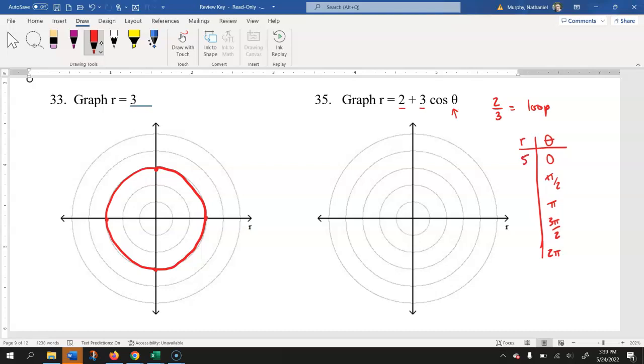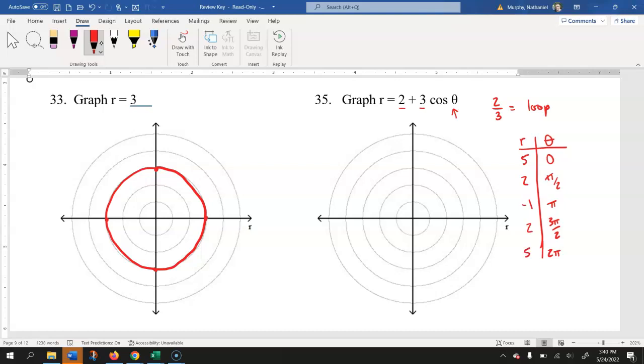When theta is pi over 2, well, cosine of pi over 2 is 0. So 3 times 0 is nothing, so we would just be left with 2. At pi radians, that's where the cosine of pi would be negative 1. So 3 times negative 1 would be negative 3, plus 2 is negative 1. At 3 pi over 2, that's where cosine is 0 again. So we would have just 2 here. And at 2 pi, that brings us back to where we started with 5.